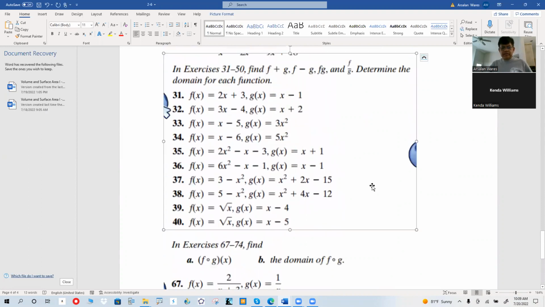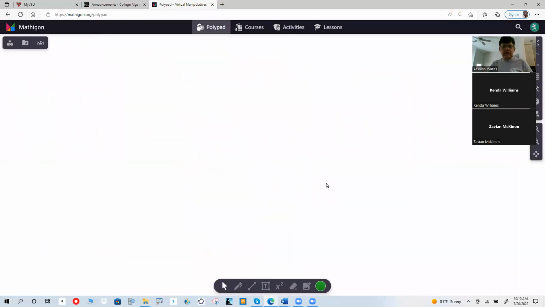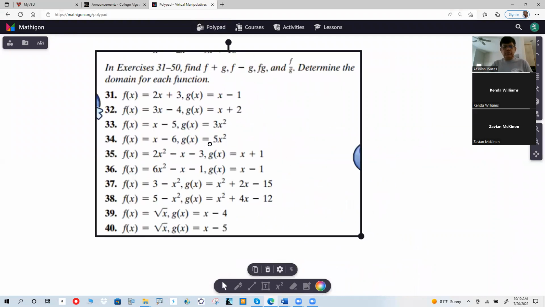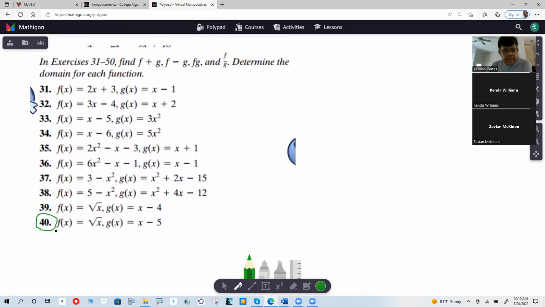Okay, this chunk, guys, is not really that bad. I have done it. I'll do one, you can do the rest. So let's do number 40. They're saying f of x is this and g of x is this. They want you to find f plus g.